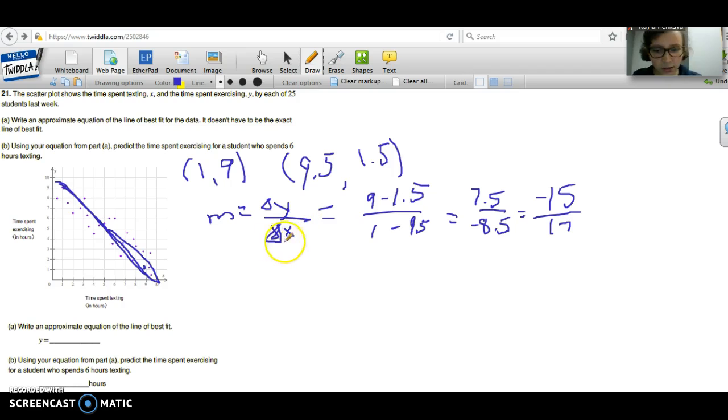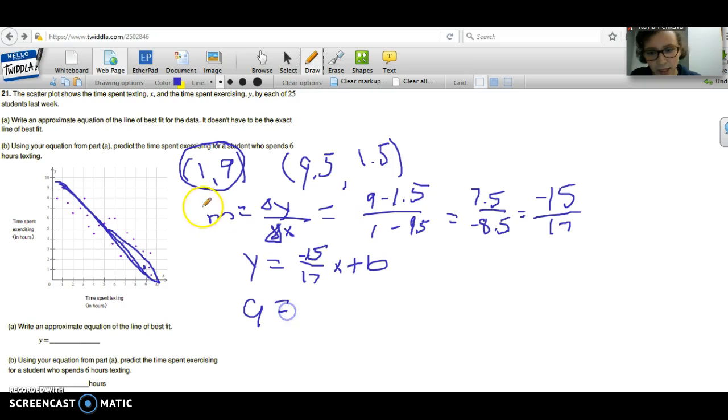So that's our slope, and now we can write an equation. y equals mx plus b. Our m is negative 15 over 17, so y equals negative 15 over 17 x plus b. Now we are going to use one of these points. Either one works. I'm just going to use (1, 9) because those are nicer, and we're going to find b. So we plug 9 in for y and 1 in for x.